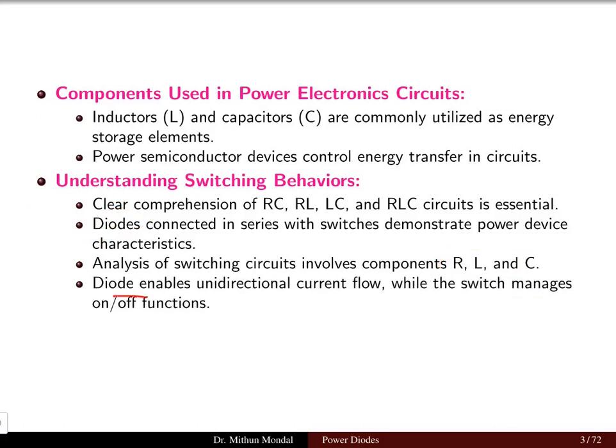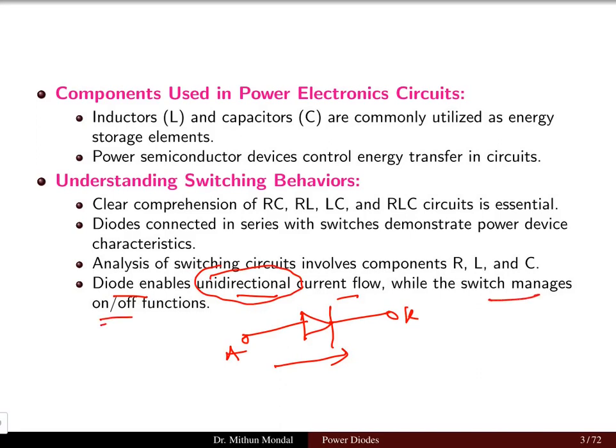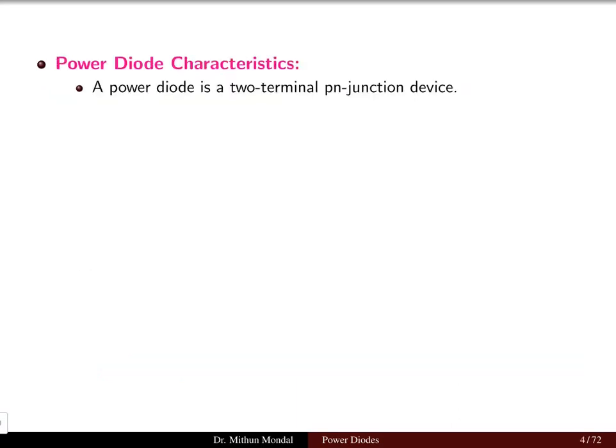Diode enables unidirectional current flow. So in the diode, always the current will be flowing in only one direction, and that is from the anode to the cathode. The current cannot flow in the opposite direction, while the switch manages on-off functions. So when you have a switch connected in series, it can be on, that is closed, or it can be off, that is open.